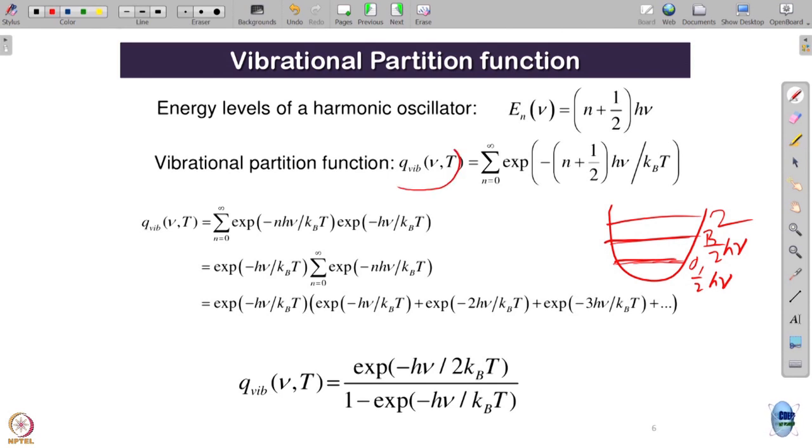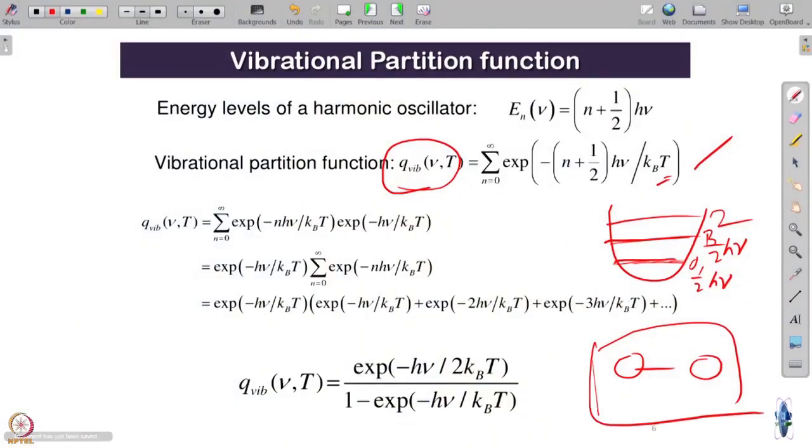So my vibrational partition function is the sum over n from 0 to infinity of e to the power minus (n plus half) h nu by kBT. This is my canonical single vibration partition function, and that is why the temperature T is coming. So this harmonic oscillator is oscillating, but it is in a temperature bath with a temperature T. And temperature T plays a very important role because, because of the energy gap, it sets the relative weight of the different energy levels.